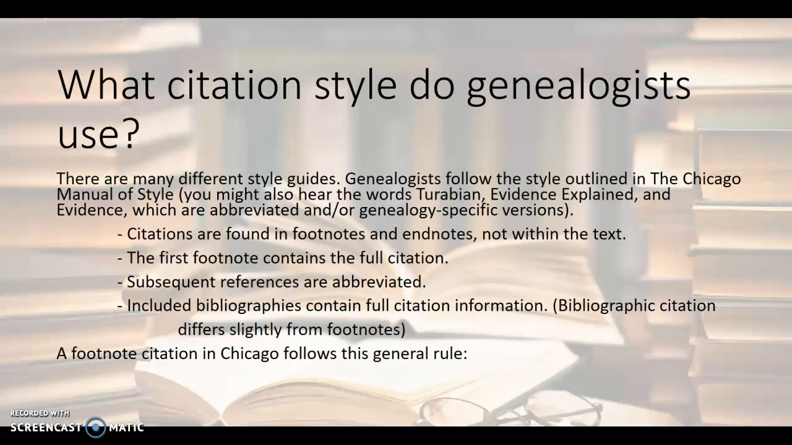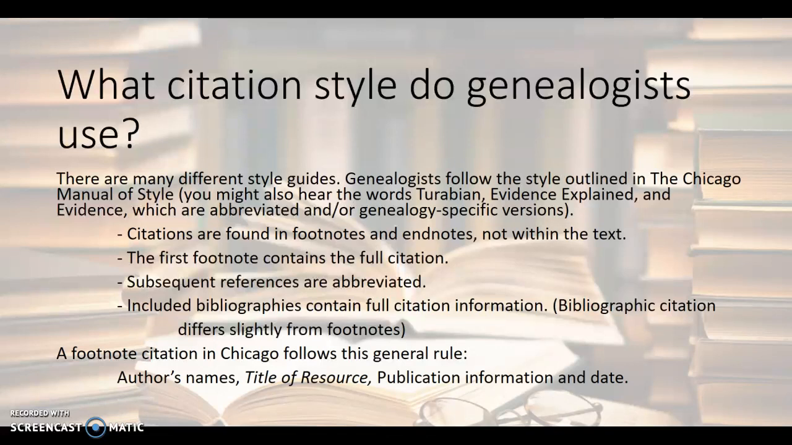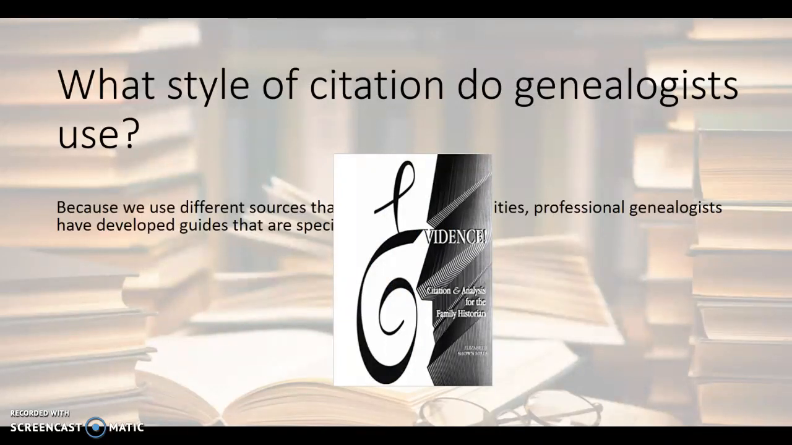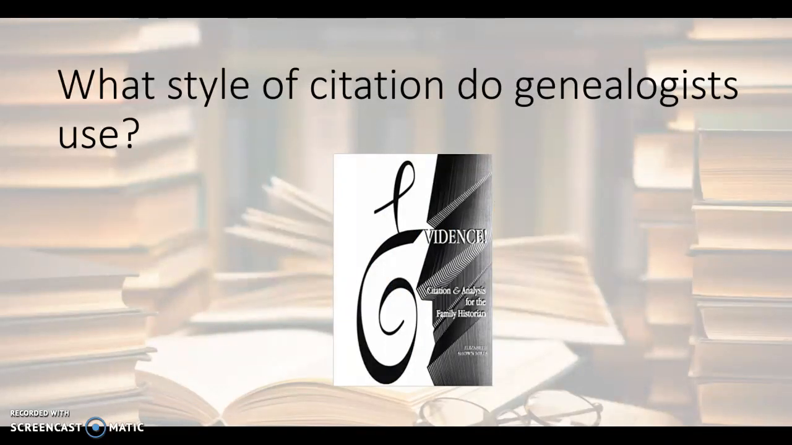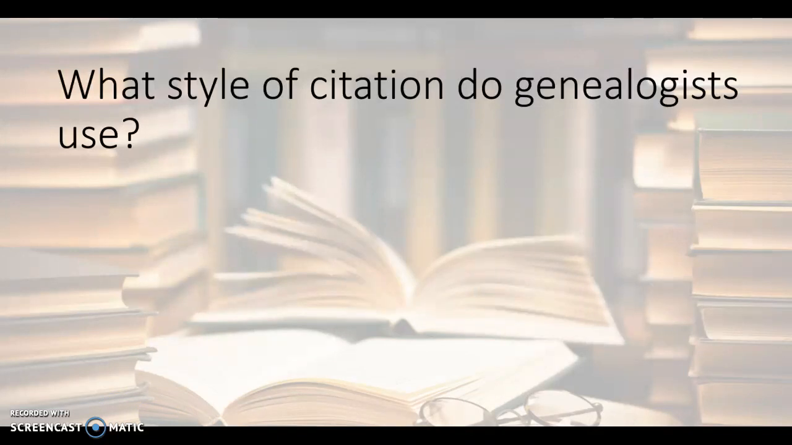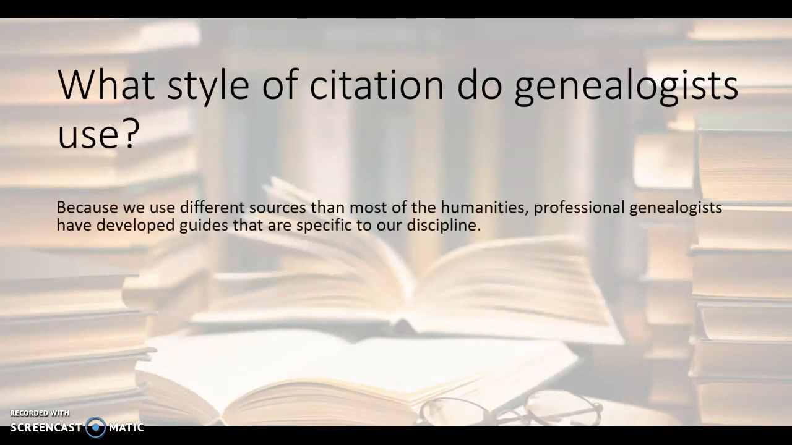So a footnote citation in Chicago style follows this rule. You say the author or authors' names, the title of the resource, the publication information, and date. And that is pretty straightforward. You'll find that it gets a little bit more complicated as you're using primary sources. So what style of citation do genealogists use?